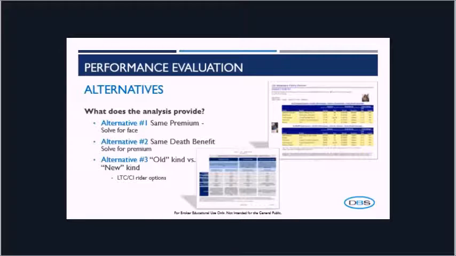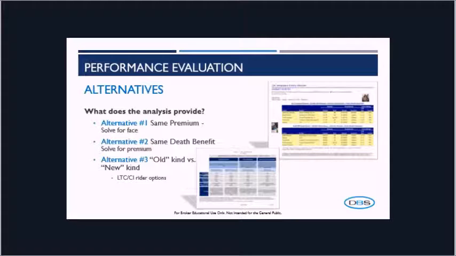Some of the quick high-level stuff that we look at in alternatives is talking about, hey, what if we just took the same premium that you currently pay and we applied it? How much life insurance are we going to be able to provide? We might actually be able to get more coverage for the same money. We may also take the other approach that says the death benefit's fine, or maybe it needs to be a little lower. What's the premium required to keep that going?